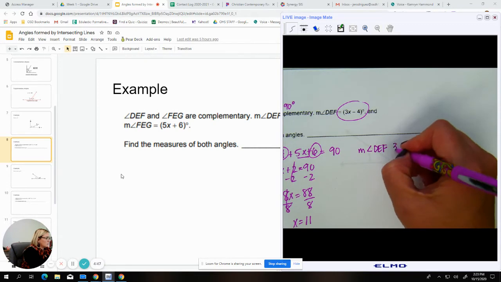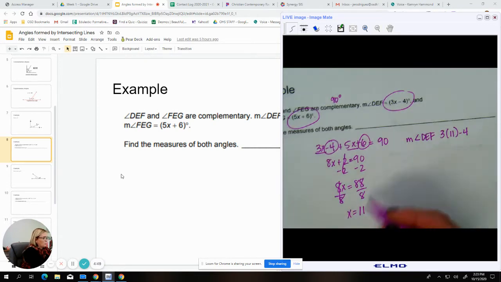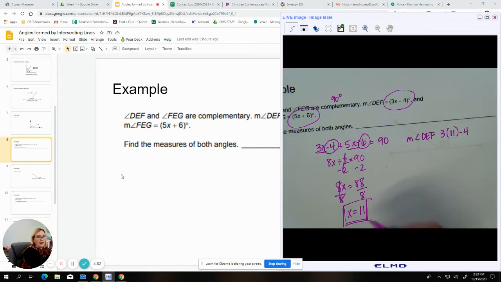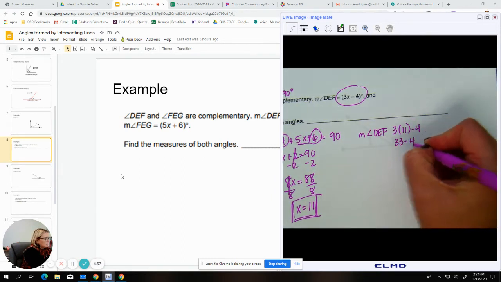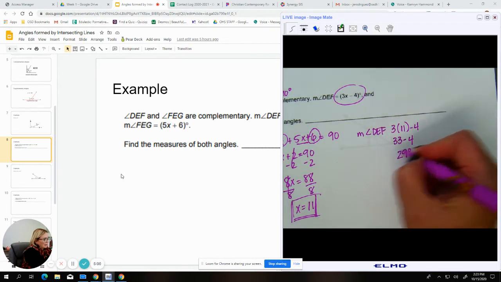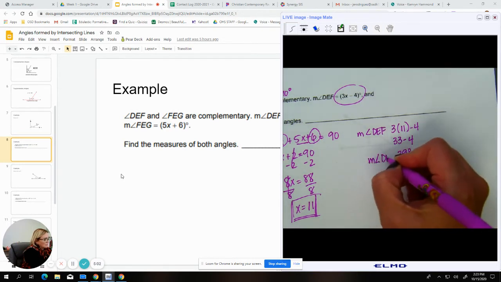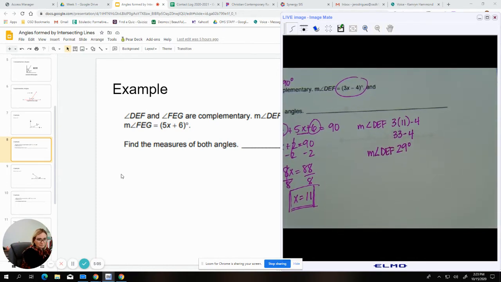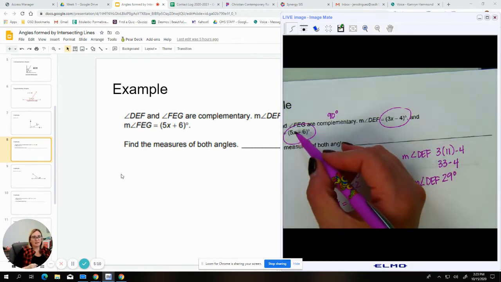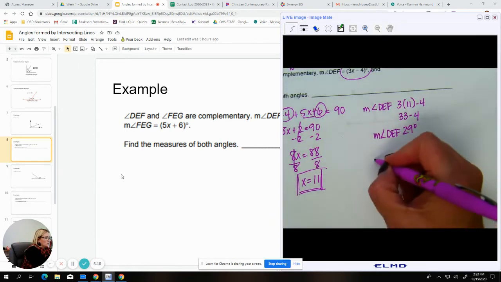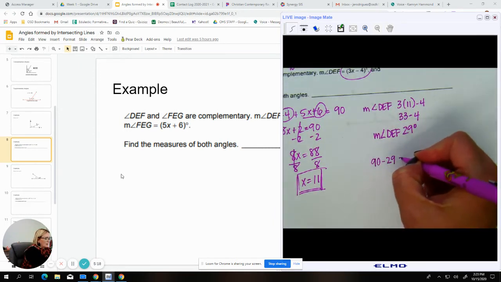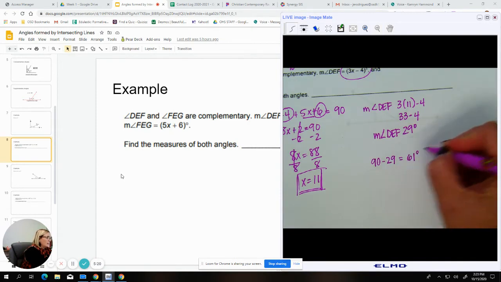and it is going to be 3 times 11 minus 4. We're plugging in 11 for x. So 3 times 11 is 33. 33 minus 4 is 29. So that tells us the measure of DEF is 29. And now you can do two things. You can either plug 11 into the other expression and solve it, or because you know that they're complementary, you could take 90 minus 29 and you would get 61 for FEG.